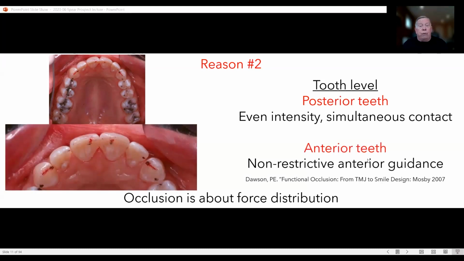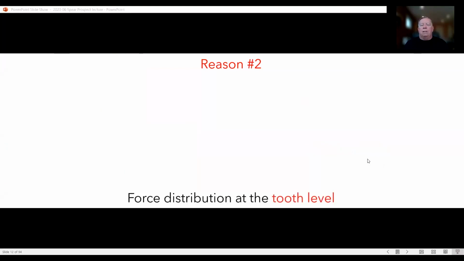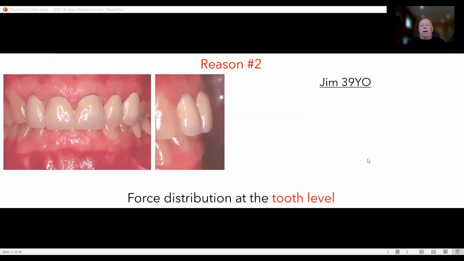On the anterior teeth, we want to have a non-restrictive anterior guidance. I heard anterior guidance when I was learning occlusion as having the front teeth contact and the back teeth separate. I didn't really understand a non-restrictive anterior guidance until I looked at Jim. Jim was a patient who I treated. He has a force distribution problem at the tooth level.